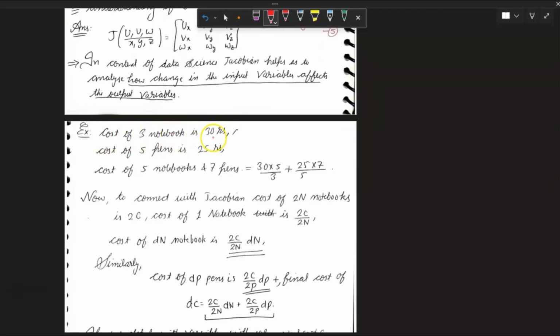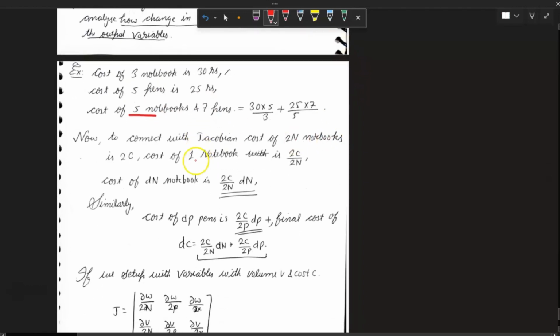Cost of 3 notebooks is 30 rupees, cost of 5 pens is 25 rupees, and cost of 5 notebooks and 7 pens, how can this be given? See, for finding the 5 notebook cost, first the 3 notebook cost is 30 rupees. So you will do 30 into 5 by 3 for finding the cost of 5 notebooks. For finding the cost of 7 pens, you will do similarly, 25 into 7 by 5.